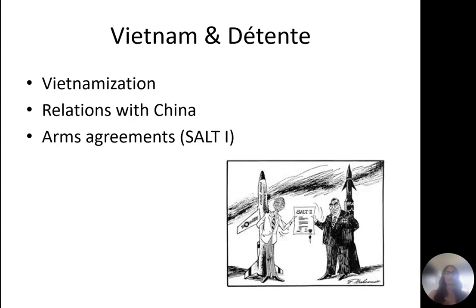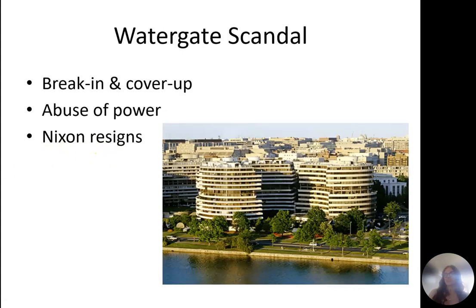He also changed Cold War strategy. He improved relations with China, which was a communist country, and he also signed arms agreements with the Soviet Union. You'll notice SALT 1 is here. This is a cartoon of SALT 2, but basically we're going to limit the amount of nuclear weapons. And this easing of tension is called détente. So you'll read about that.